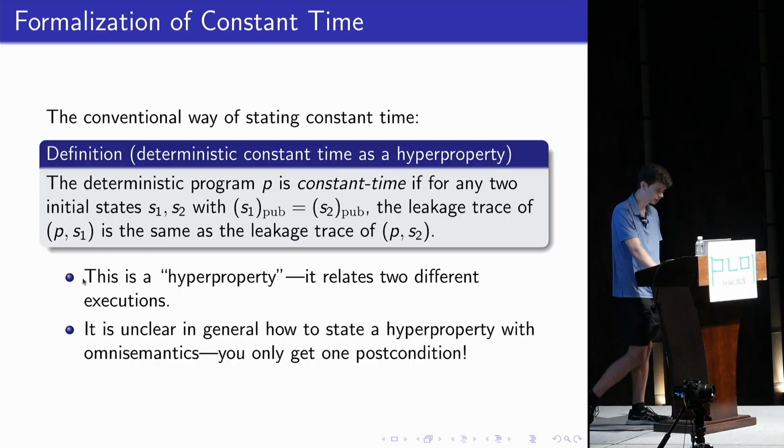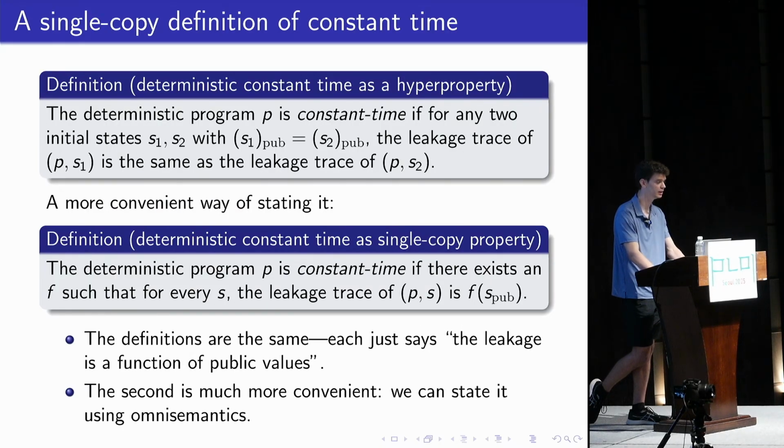But this is a hyperproperty, meaning that it relates two different executions, one starting with the state S1, one with the state S2. Hyperproperties are generally difficult to reason about, and particularly relevant for us here is that it's unclear how to state a hyperproperty with omnisemantics, just because what do you say the postcondition should be? So we are interested in what I'll call a single copy definition, which is just a definition that only references one execution at once, rather than referencing two, as this definition up here does.